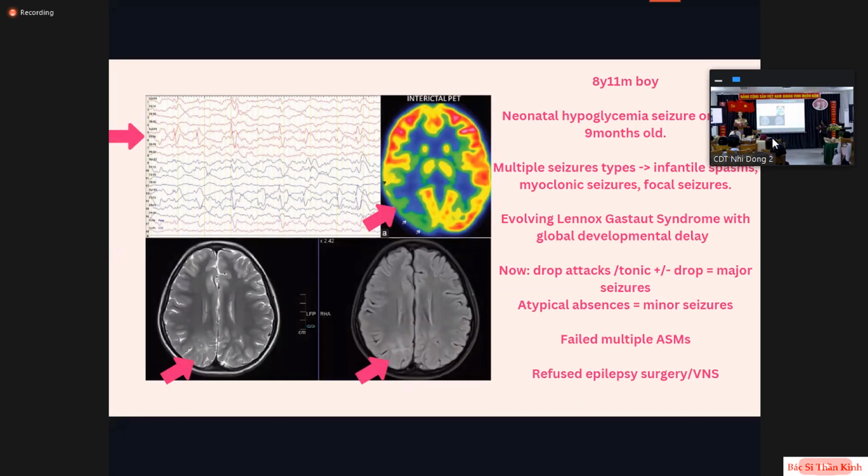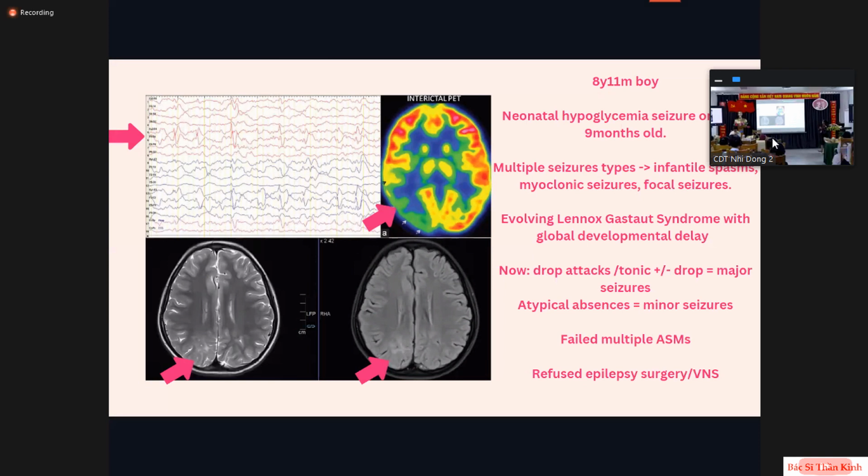So this is a case scenario. This is an 8-year, 11-month-old boy with a history of neonatal hypoglycemia. And most of you know how terrible hypoglycemias can be. They're probably one of the worst seizures to control. He started having seizures at the age of 9 months with multiple seizure types, with spasms, myoclonic seizure, focal seizure.